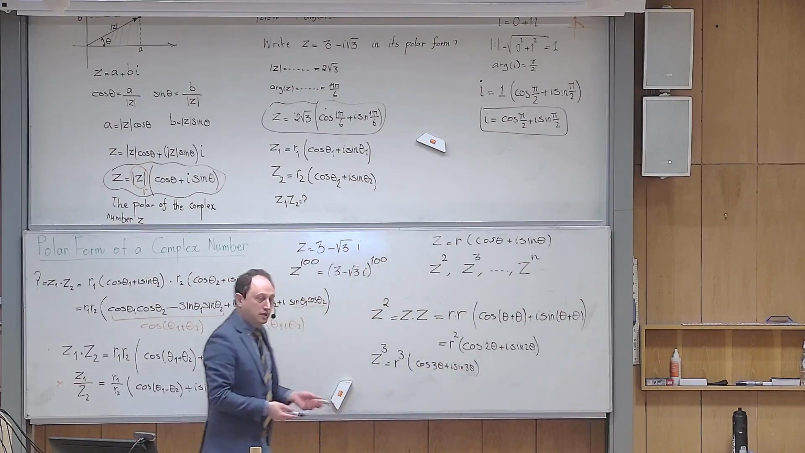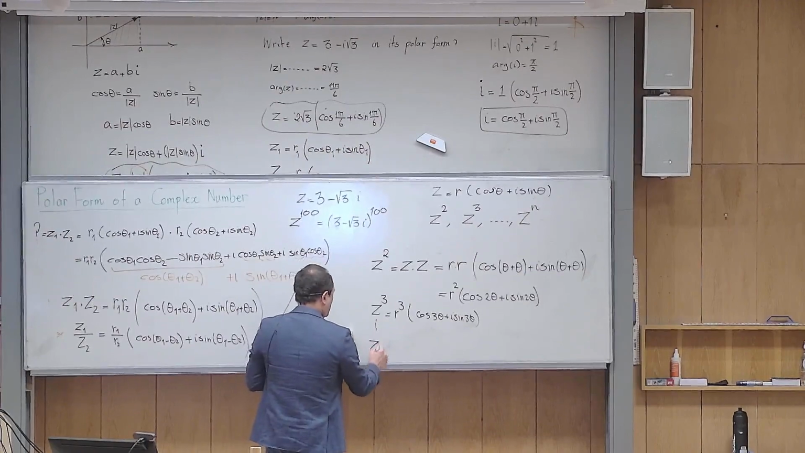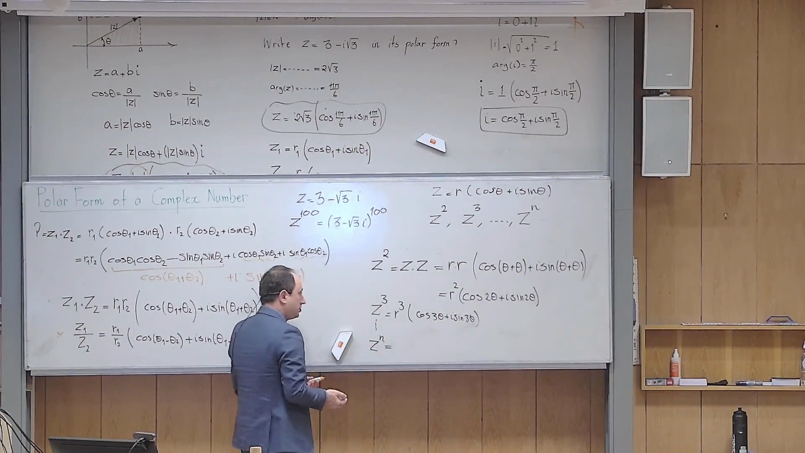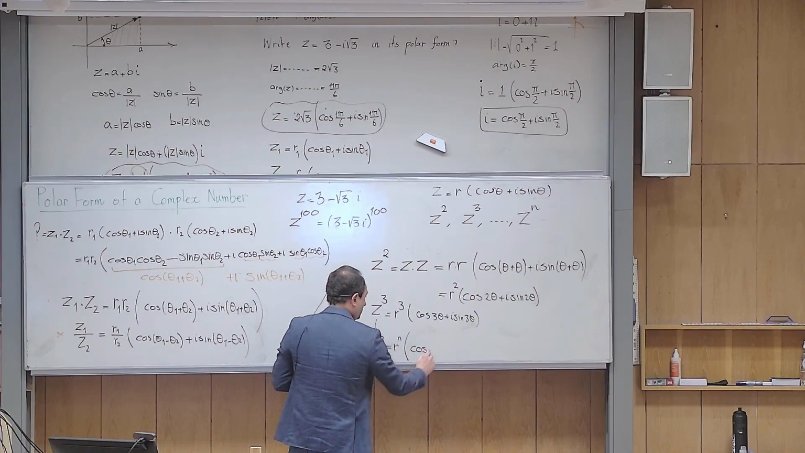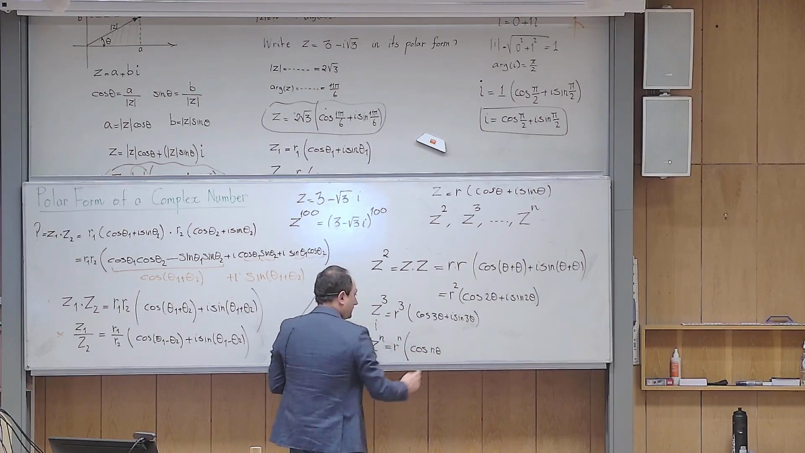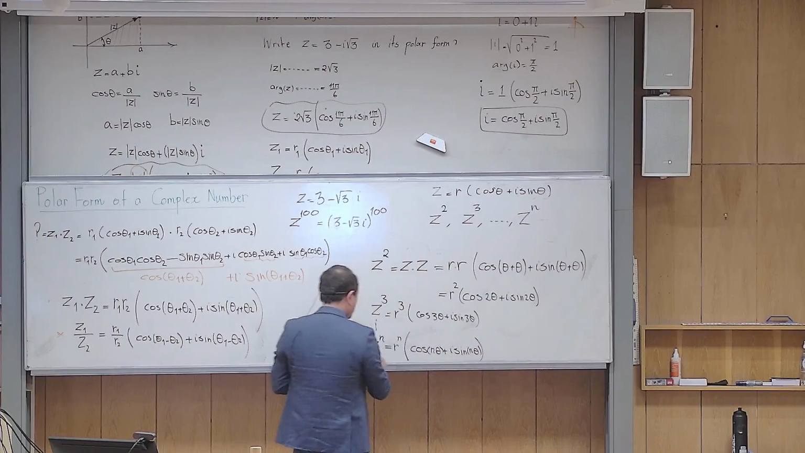Yes? So now if I ask you, if I continue this process and I reach z to the power n, what is the answer? The answer is r to the power of n times cosine of n times theta plus i sine of n times theta. Yes, so this is the reason.